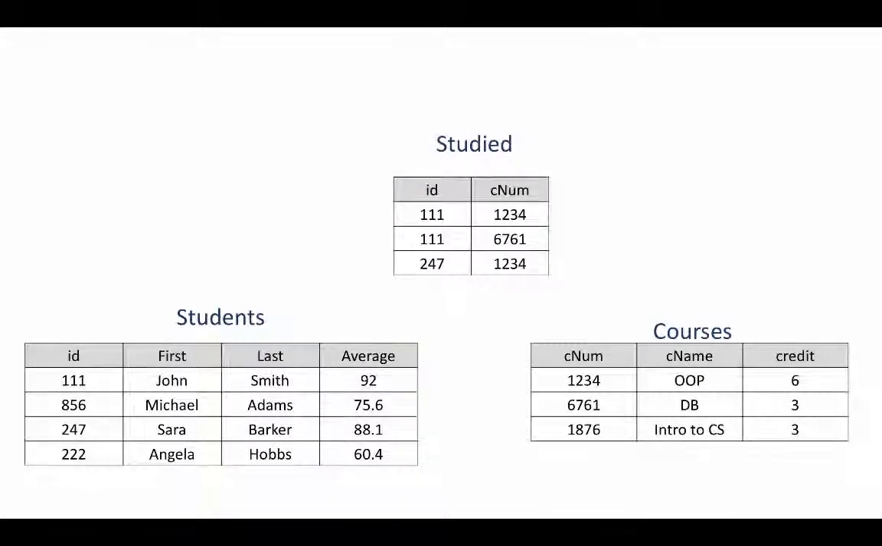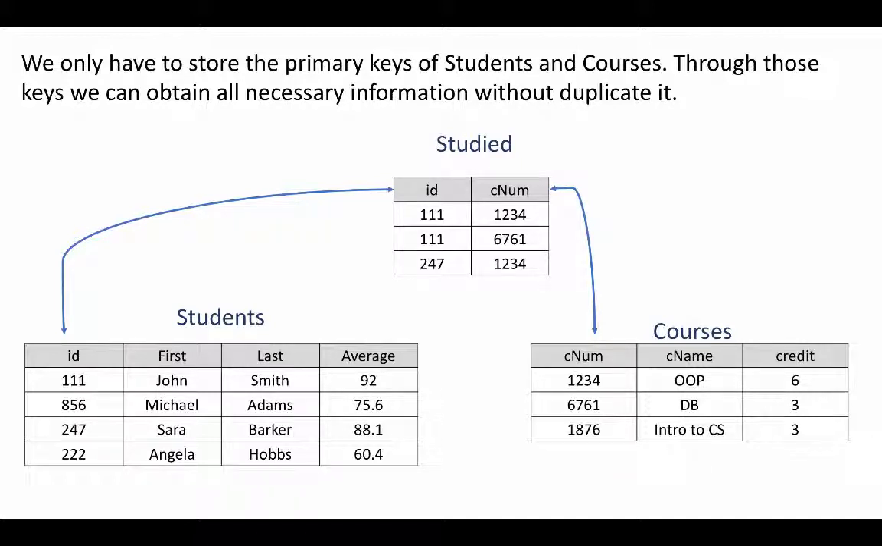It saves only two columns, the ID, which is the student ID, and the course number, which this student took. Those columns point to the primary keys in the students and courses tables. So we only have to store the primary keys of students and courses. Through those keys, we can obtain all necessary information without duplicating it.